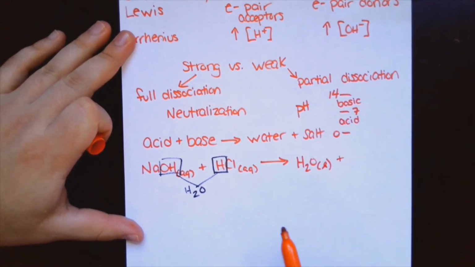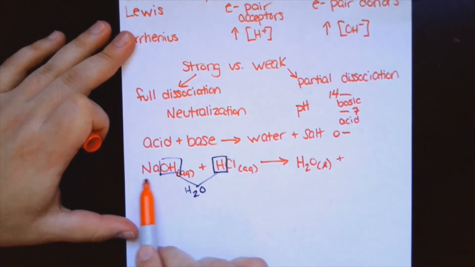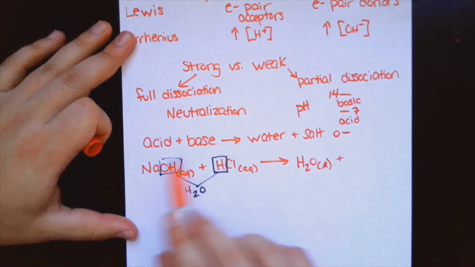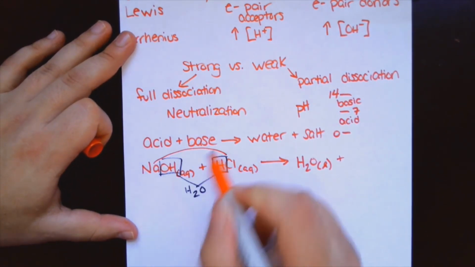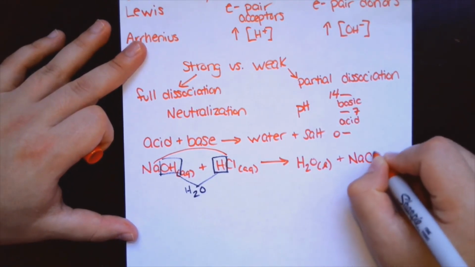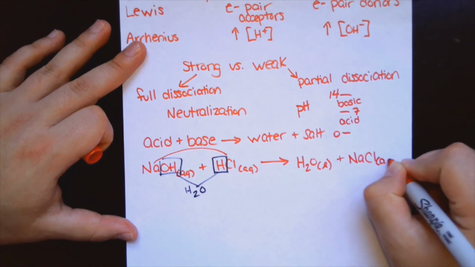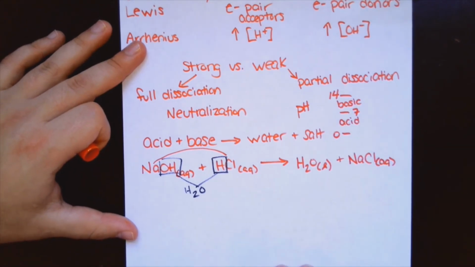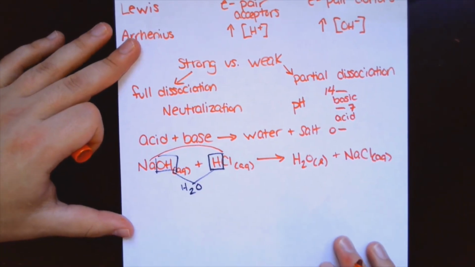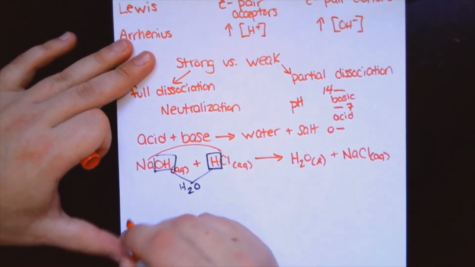Now, the salt. For the salt, you just take the remaining ions, whatever ions were paired with the H and the OH, and you just put those together. In this case, we do get NaCl. But again, it's only when we're mixing these two together. And that gives us our salt. So this would be the neutralization reaction for sodium hydroxide and hydrochloric acid. Let's do one more.